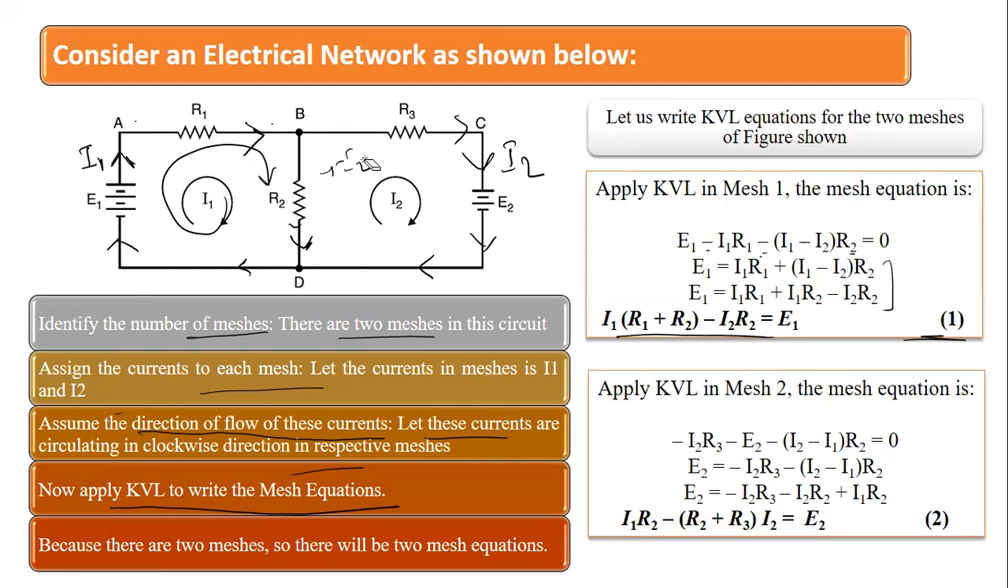Now similarly, we can apply KVL on mesh 2 also, right? Okay, now let us see the KVL equation of mesh 2. So in mesh 2, we can start with R3.